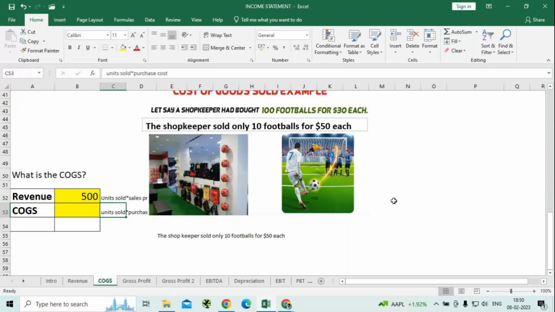Okay, so this is going to be equal to the total sales. What has happened is 10 into the purchase cost of each ball, which was 30 rupees or $30. So the revenue was 500, COGS value is 300. Okay, so this is how we are going to calculate it with the COGS value.